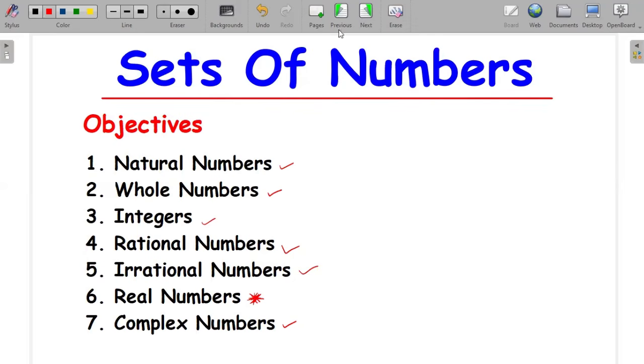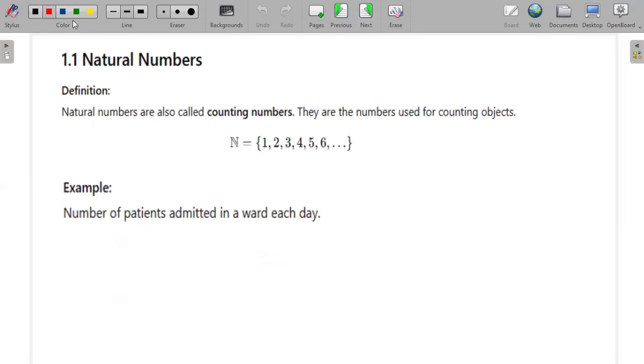All right, so we start with the natural numbers there. I've written this down here on my board so that you can also be reading through with me. The natural numbers are the simplest to know. So what are the natural numbers? The natural numbers are numbers that we use to count. So they are also called counting numbers. Any number that you can use to count something is called a natural number.